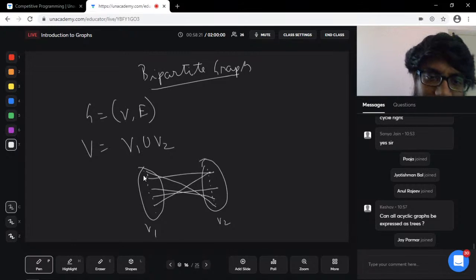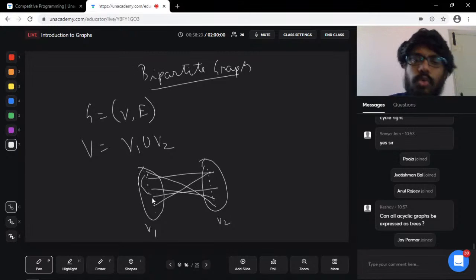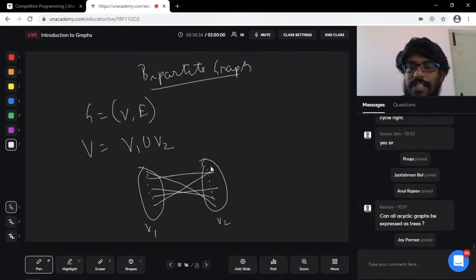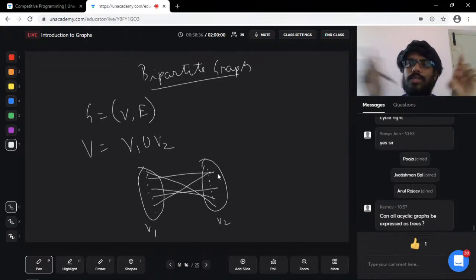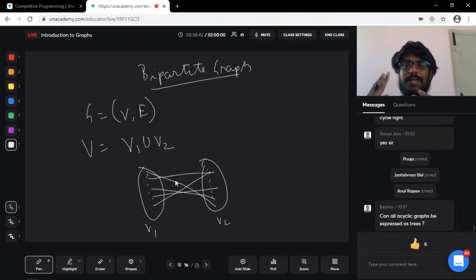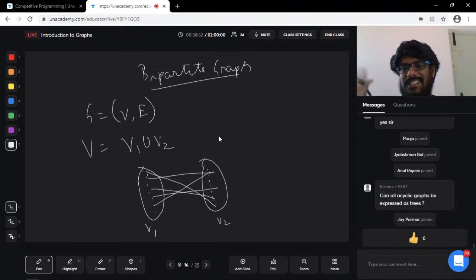But I can never have an edge between two vertices in the same partition. Amongst all the vertices here, there are no edges between them. Amongst all the vertices here, there are no edges between them. Between these two, there can be edges. In this case, this is said to be a bipartite graph. Bi is 2, right? So I partition it into 2, and my edges are between them. Similarly, I can have a tripartite, which is basically 3, but that's not usually done. Bipartite is what we usually get to.